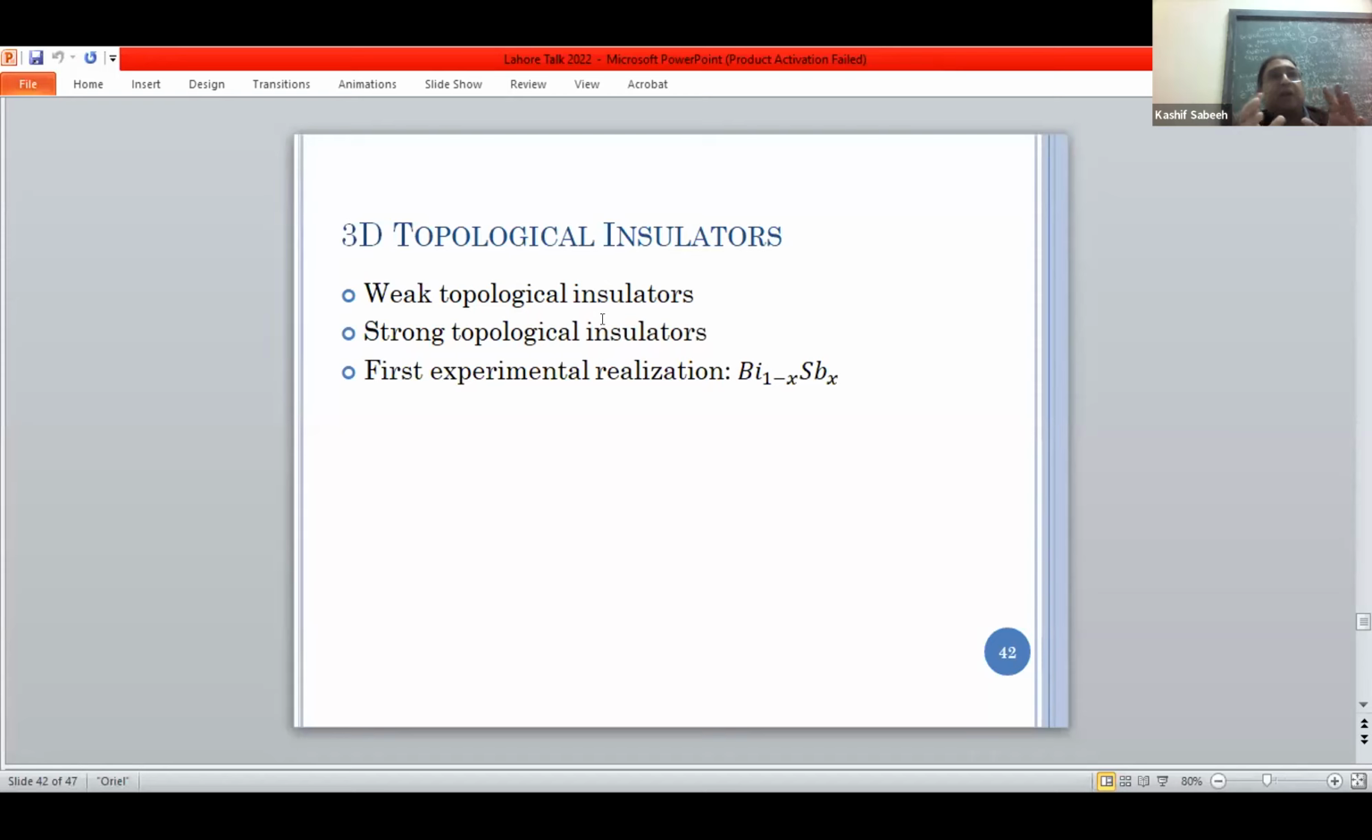To characterize the topological and trivial phase, one can use the same Z2 invariant, but you have to generalize it, so you have four Z2 invariants. The first experimental realization was bismuth antimony, and then bismuth selenide and many other compounds were found to be three-dimensional topological insulators. A special feature, like I mentioned earlier, for 3D topological insulators.